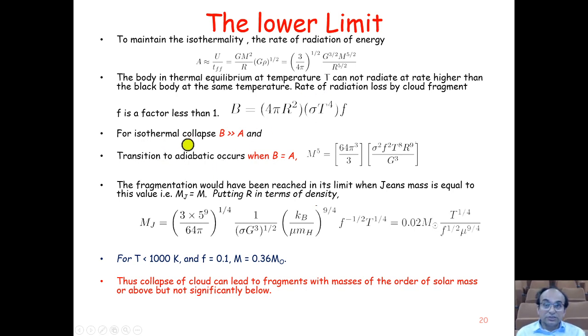For the isothermal collapse, this black body rate B must be greater than A. For the transition from isothermal to adiabatic collapse, B must be equal to A. That gives this relation for M. So the fragmentation reaches its limit when Jeans mass equals this value M. So Mj is something like 0.02 solar masses times T to the power 1/4 and mu to the power 9/4. For T less than 1000 Kelvin, F equal to 0.1, M has to be 0.36. So a collapsing cloud can lead to fragments with masses of the order of a solar mass or above, but not significantly below that.